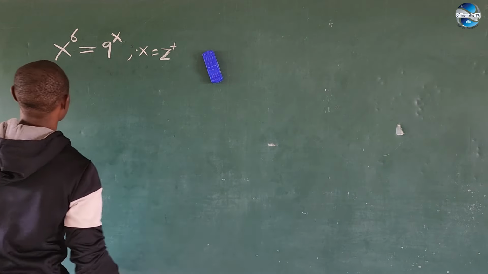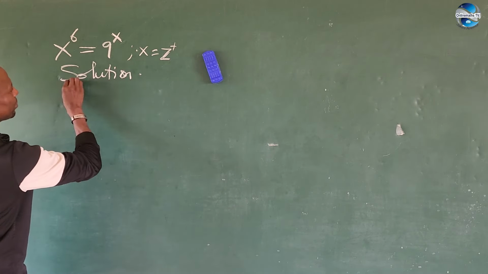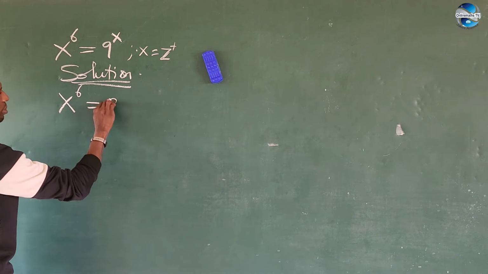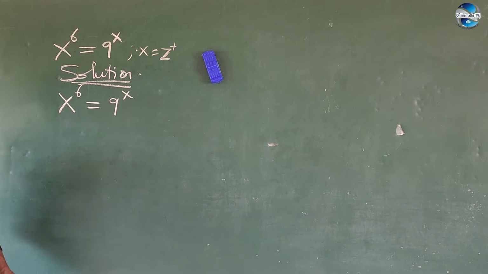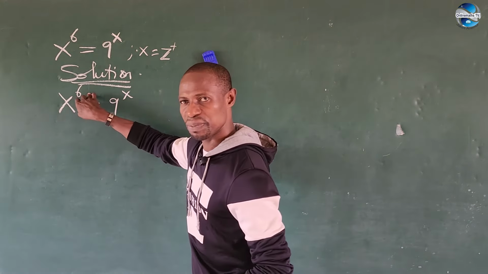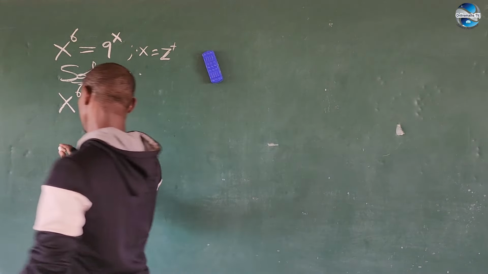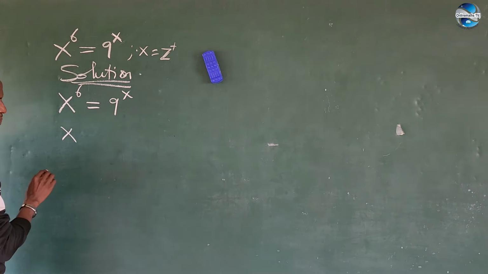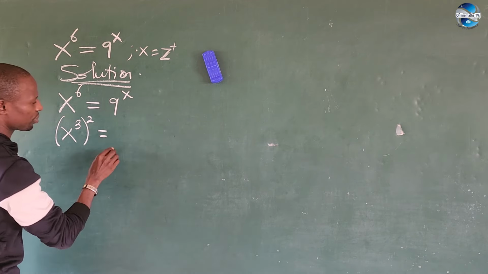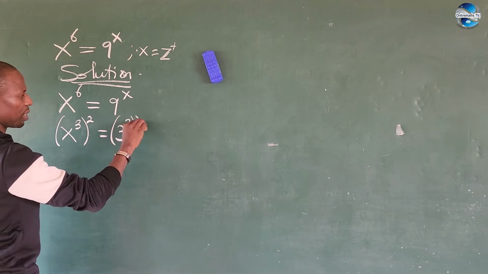Okay, so we take the solution. The question reads x to the power of 6 equal to 9 to the power of x. The first thing I want to do here is rewrite this exponent and also rewrite this base. So I write this as x to the power of 3, all to the power of 2, equal to, then I write this as 3 to the power of 2, all to the power of x.